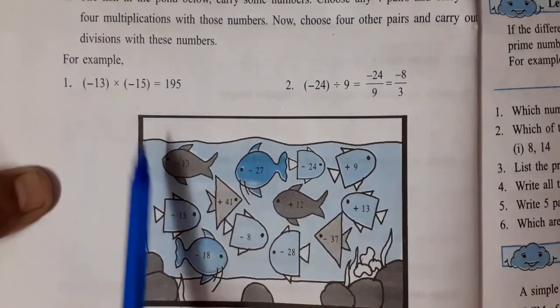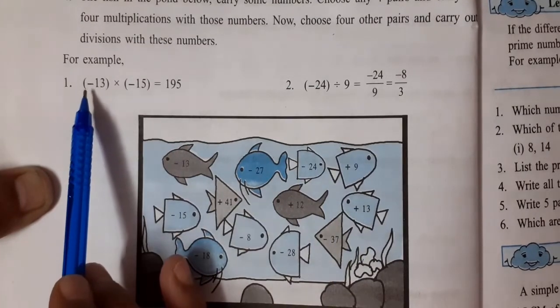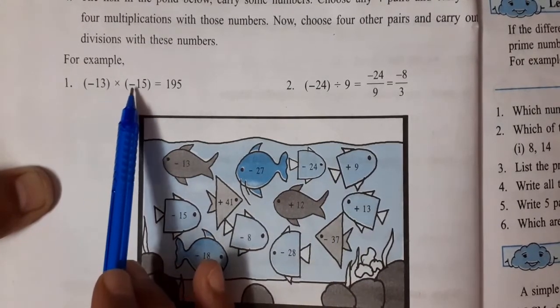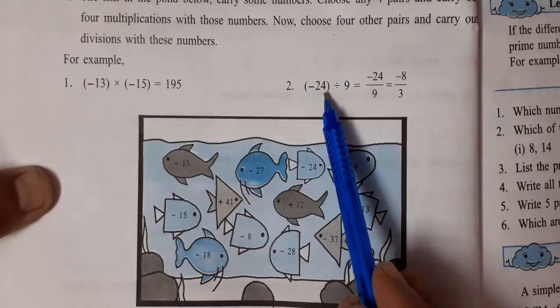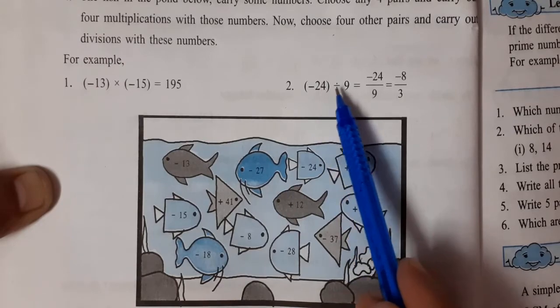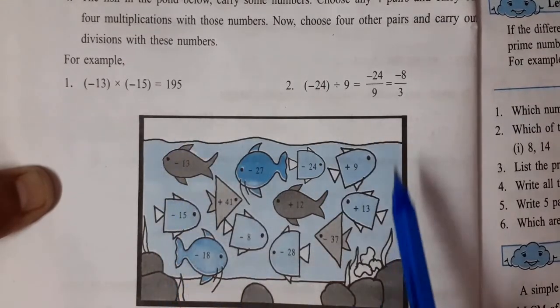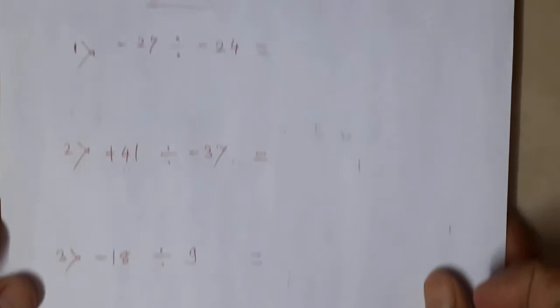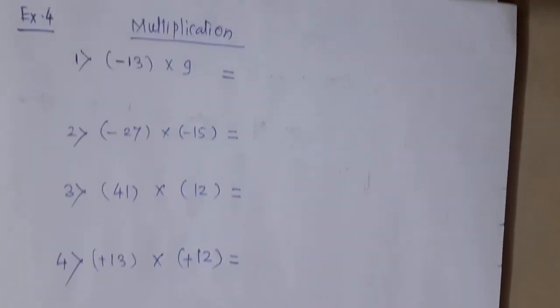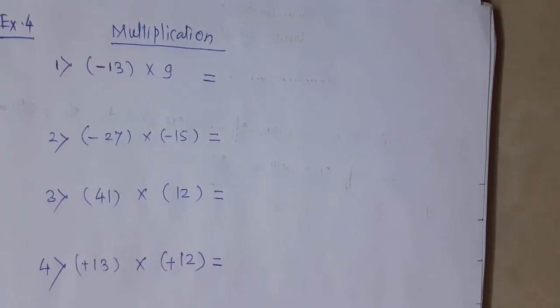For example, suppose this fish is carrying some numbers. Here multiplication, minus 13 multiplied by minus 15, result is 195. And this is the division: I am dividing minus 24 by 9, result is minus 8 by 3. Like that you have to do the multiplication and division. So I have chosen some numbers, and with the help of that I am doing multiplication first. We are seeing example 4.